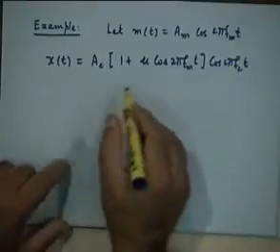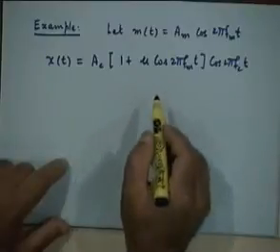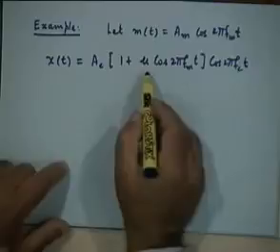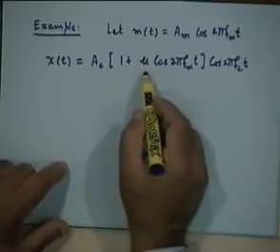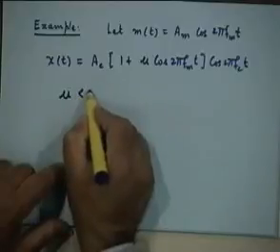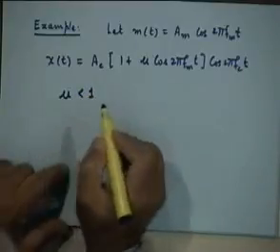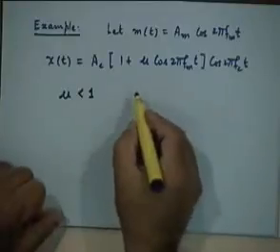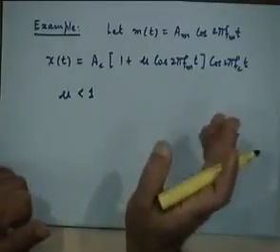Together, these two components, when added, form the AM signal with carrier, right? So if you want the envelope of the signal to follow the message waveform, what should be the condition on mu? Mu here should be less than 1, right? The modulation index should be less than 1, or the percentage modulation should be less than 100%.